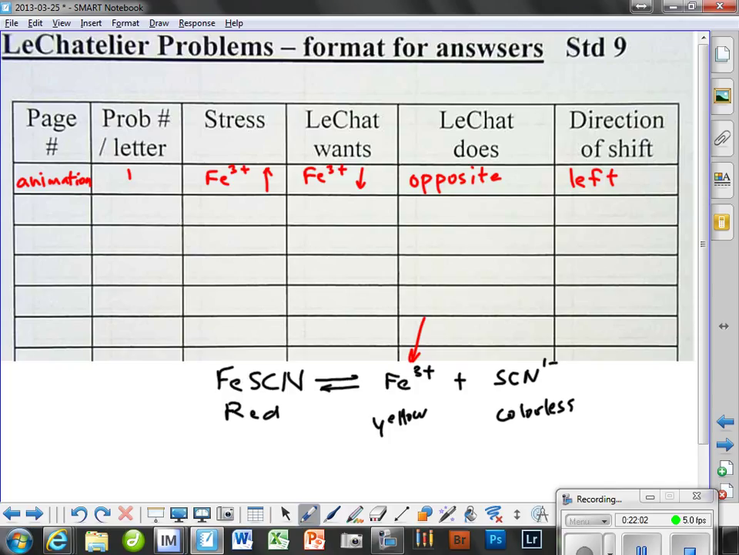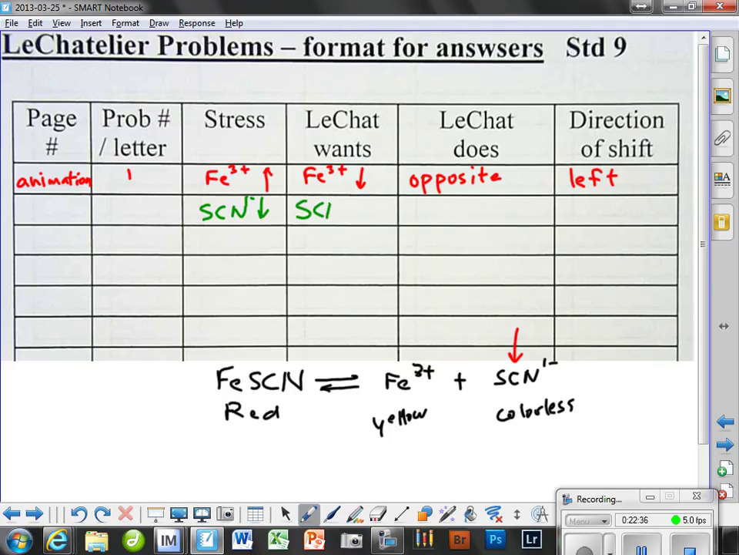Okay? I added iron. Let's concentrate on SCN now. Let's get rid of this guy and put him back. And now let's go on the SCN. This guy, I put him up. Let's take this guy and put him down. Okay, so this is going to be SCN down, and he's a 1 minus. And what does Le Chatelier want to do? Yeah, he wants to put him up.